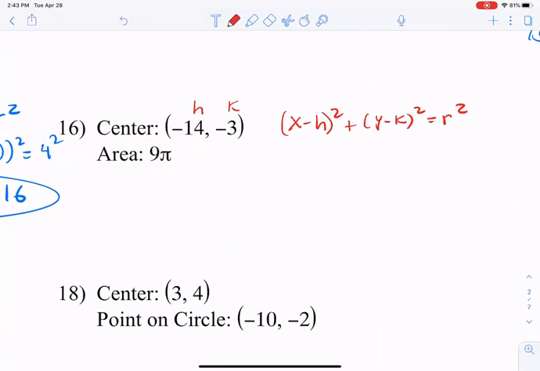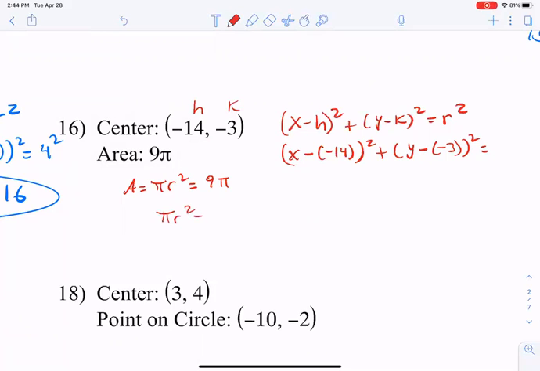We have the area. We know the area of a circle is pi r squared, and they give us here the area. So this is equivalent to the area of a circle, right? And in this situation, it's 9 pi. So if we plug those numbers here, we have x minus -14 squared plus y minus, we have k is -3 squared equals r squared. We need to find out what r squared is. So pi r squared, which is the area of a circle, is 9 pi.